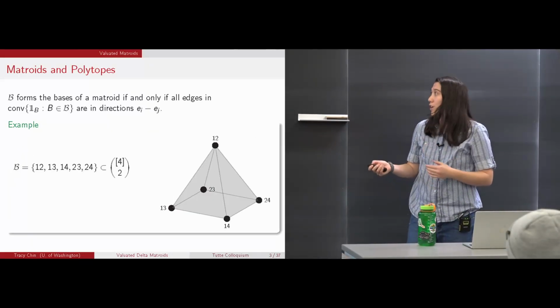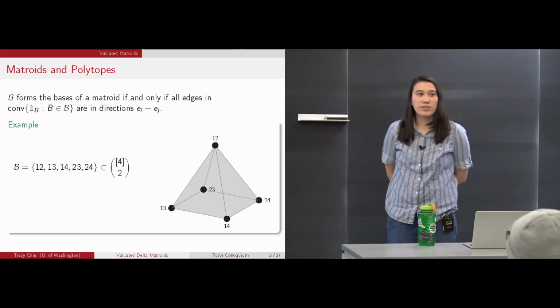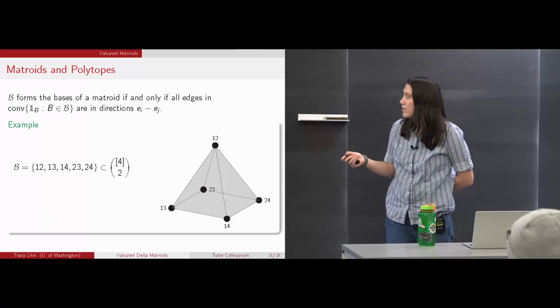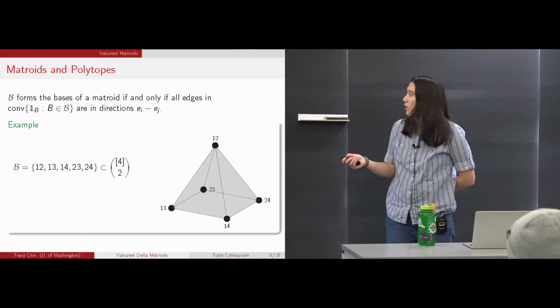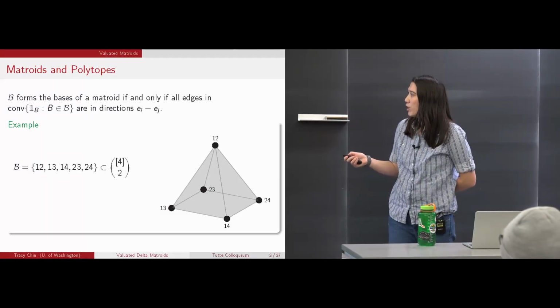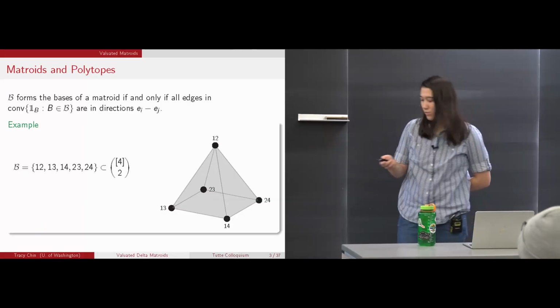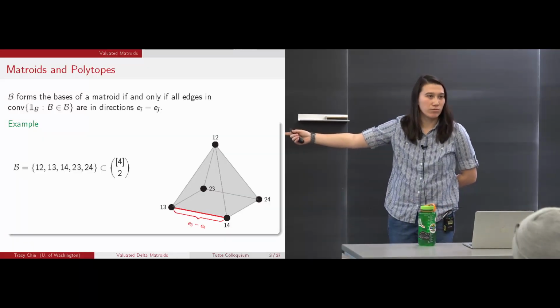And another thing that one of your 5 combinatorialists might have told you about matroids is that you can also classify them by polytopes. So we're gonna take our collection of bases, plot their indicator vectors, and then we want all of the edges in the polytope we end up with to be in directions e_i minus e_j. So for example, in this thing, this edge on the bottom here is e_3 minus e_4.